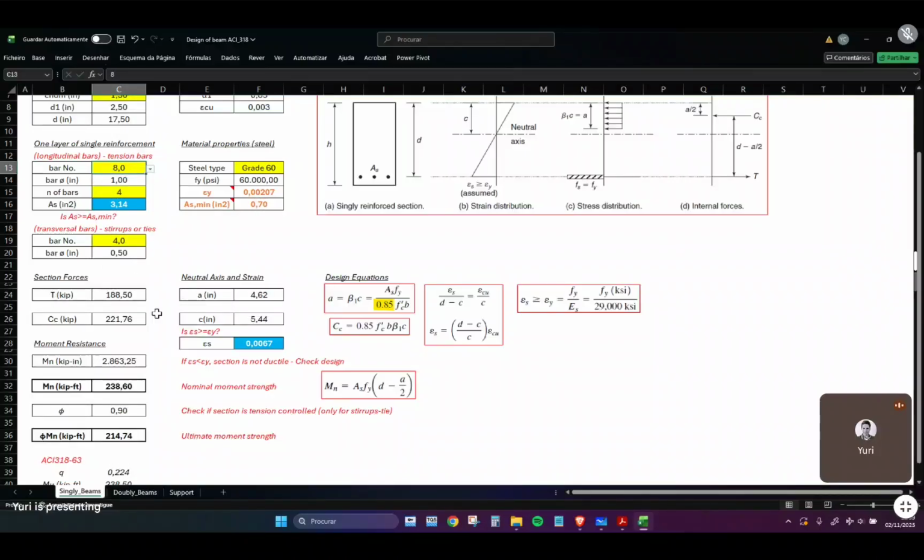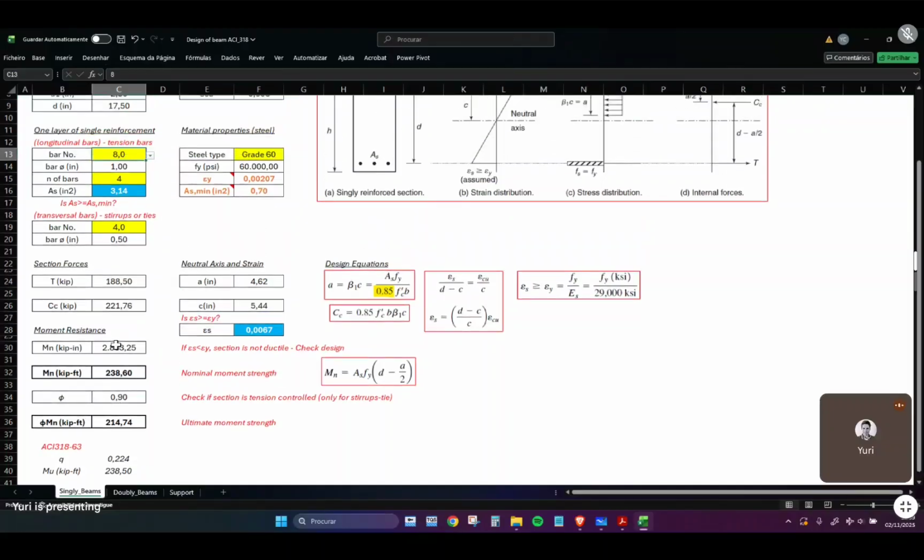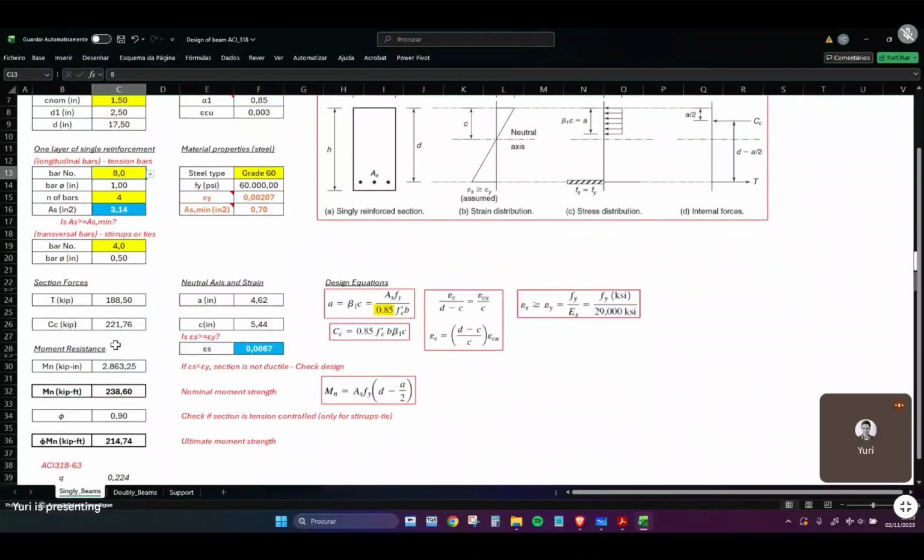Continuing here, it calculates the forces in the section, and here it calculates the bending moment. Since this is a tension-controlled section, the strength reduction factor that we talked about, from the ACI, is around 0.9, which is good. So it is okay.